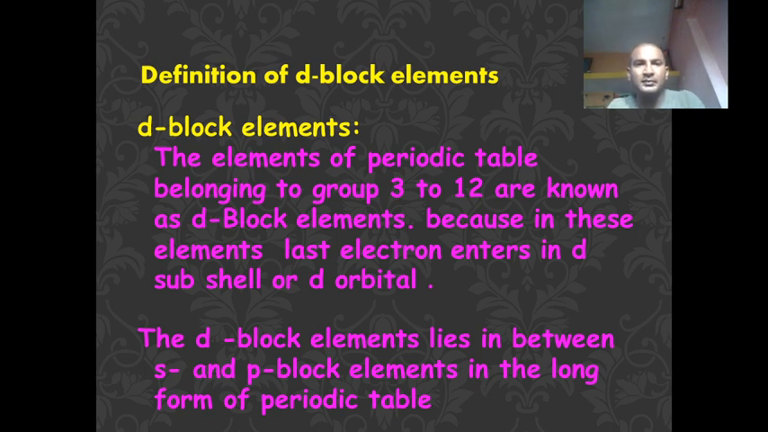Now the definition of D block elements. D block elements can be defined as the elements in which the last electron enters into a d atomic orbital. These elements belong to group 3 to 12, and they start from the 4th row and so on. These elements in general lie between the S and P block elements.